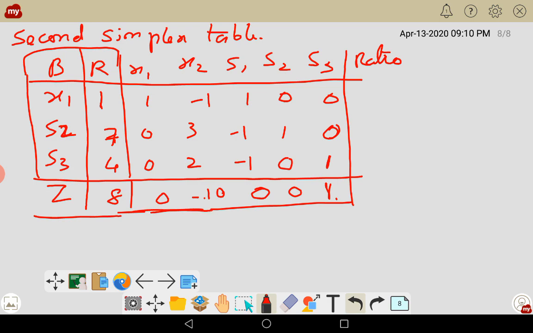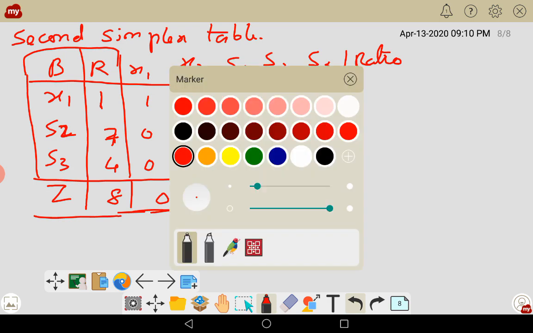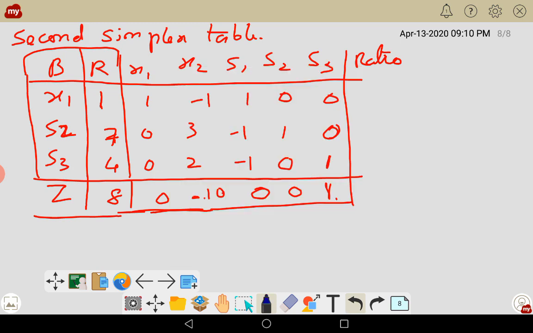See, there is a negative. Most negative appears here. So again there is a negative, the most negative. So this is the new entering variable. We have to repeat the process. New entering variable. So this is our pivot column now, and here there is a negative. So in this row we will not find the ratio because there should not be a negative.